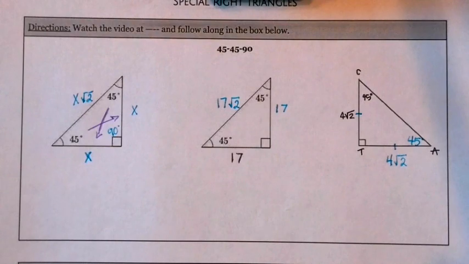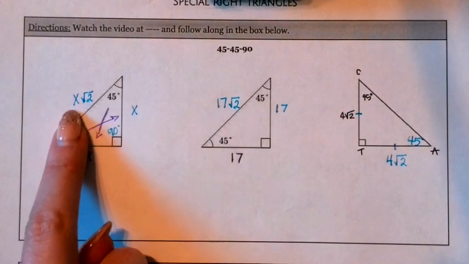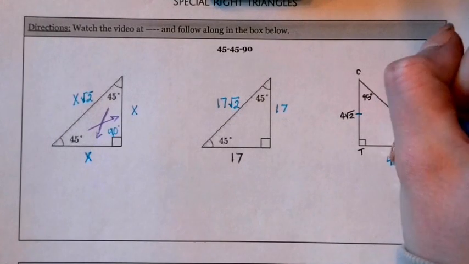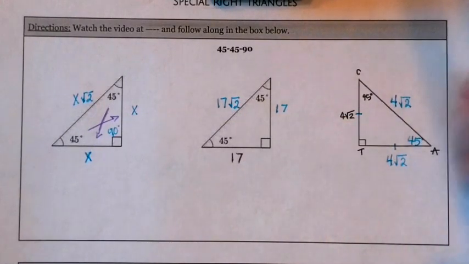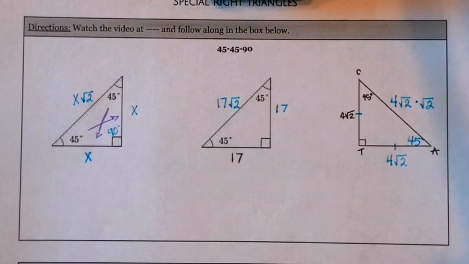For my hypotenuse, I'm going to take that same measurement that goes in place of like my x here, and then I still have to multiply by another square root of 2. So I have my 4 square root of 2 from my two sides here. Those are the same. And I'm multiplying by the square root of 2 again.